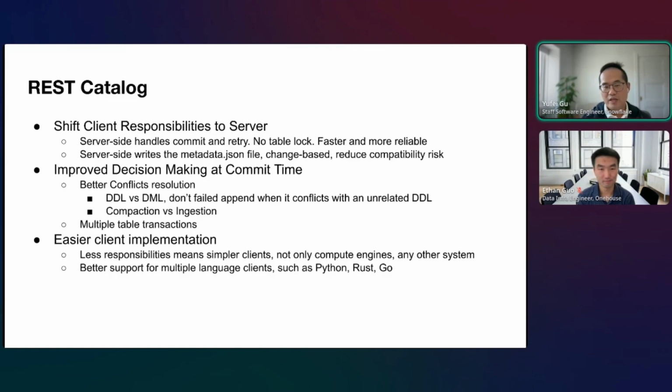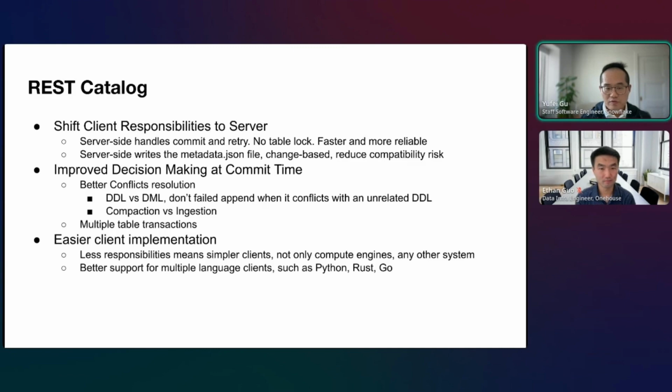So with REST catalogs, we shift the client responsibility to the server side. The server side handles all these commits and retries. There's no table lock, and you don't have to refresh the table before you commit. It's faster and more reliable. And because the server writes the metadata file, it is also change-based. If you do DDL, you don't have to send all the snapshot history back to the server, you just send the specific change to the server. So it has reduced the compatibility issues significantly.